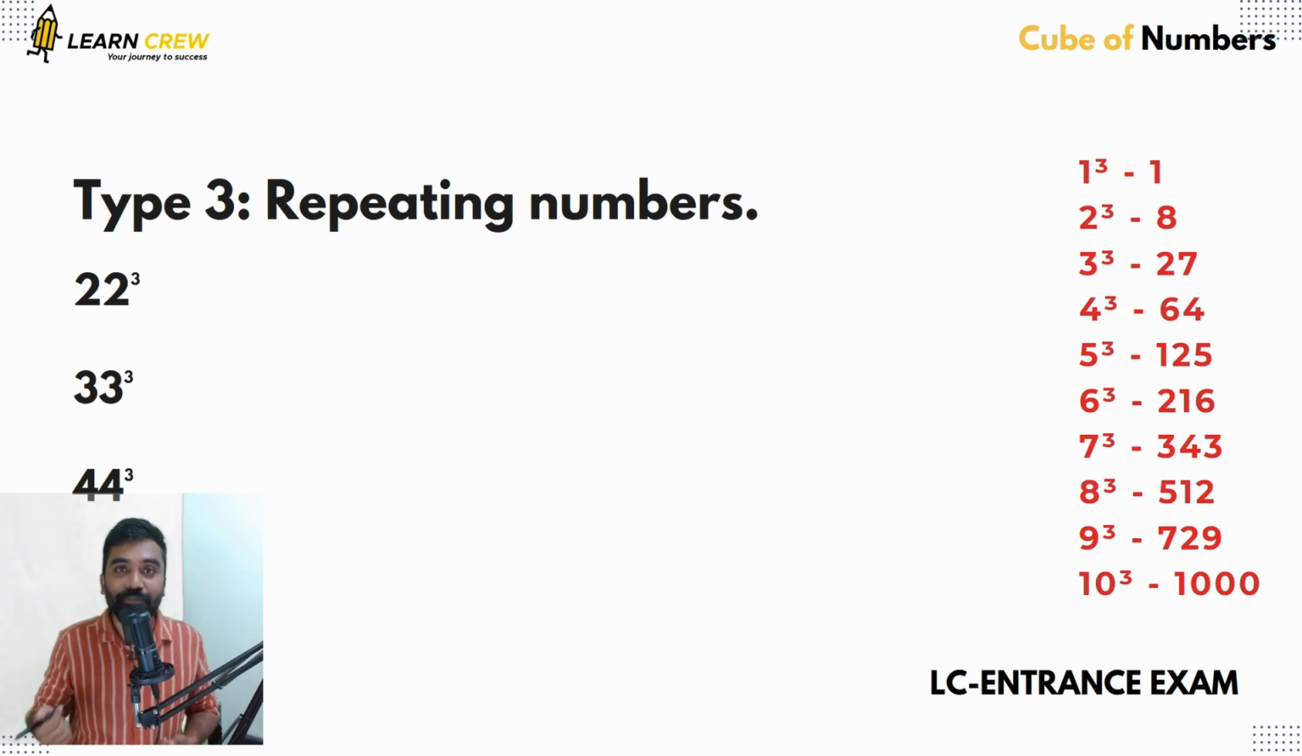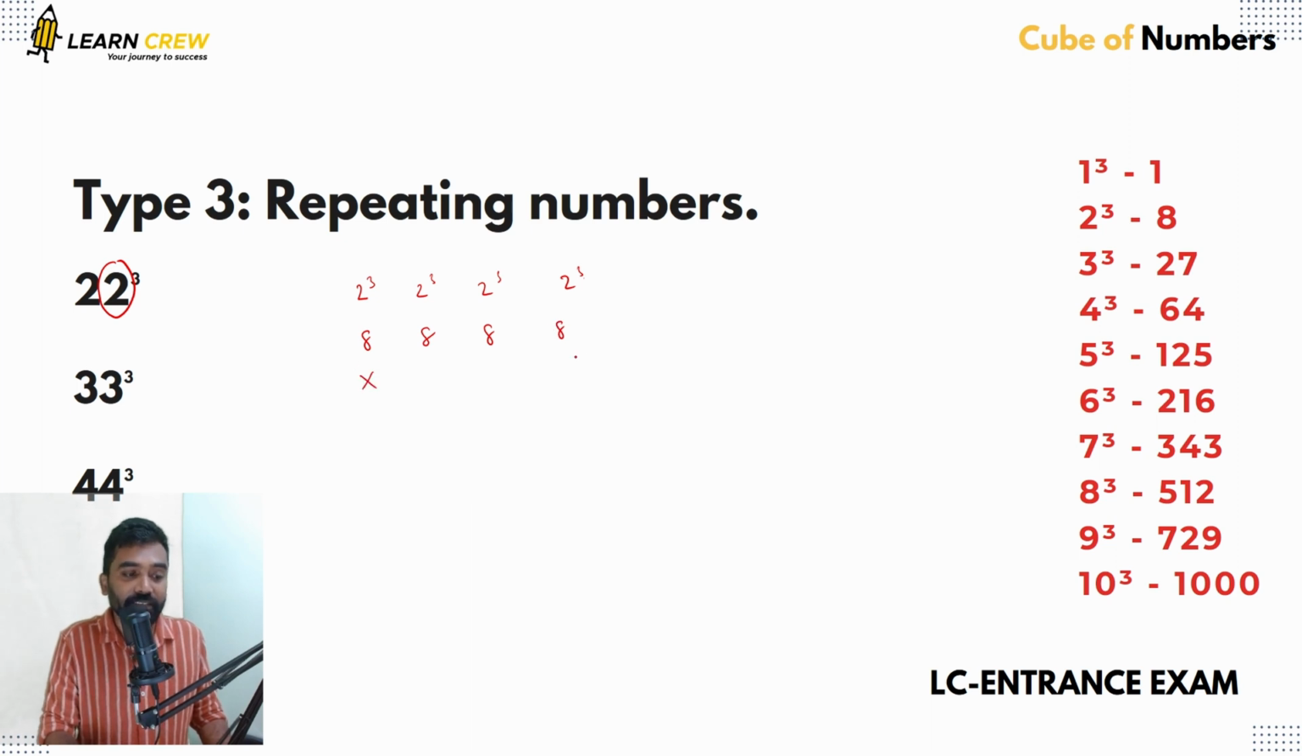22, 33, 44, keeps on going. In type number 1 and 2, we were concentrating on one of the numbers. But here both the numbers are the same, so we can concentrate on any one of the numbers. Here we are not going to decrease the powers but keep them the same. So this is going to be 2 power 3, 2 power 3, 2 power 3, 2 power 3. Means it is going to be 8, 8, 8, 8.